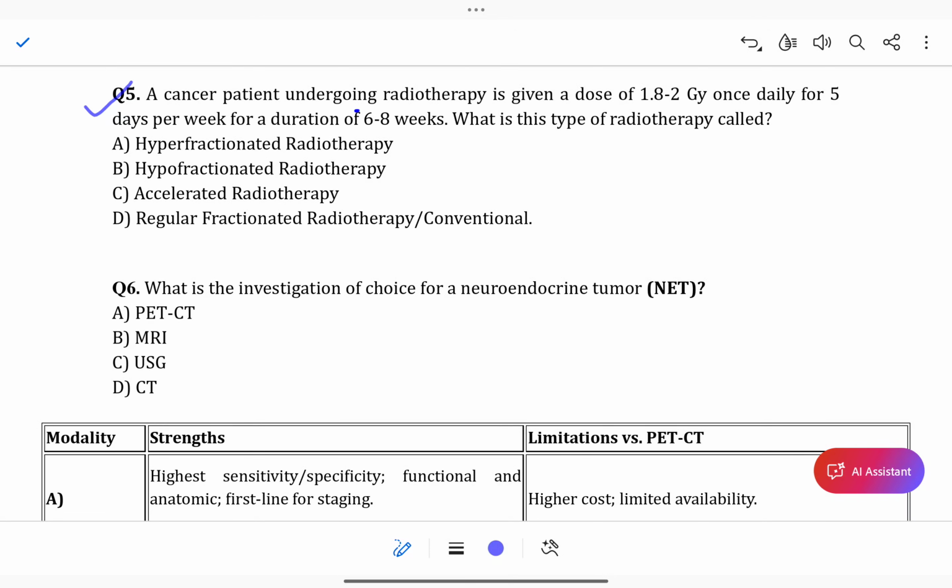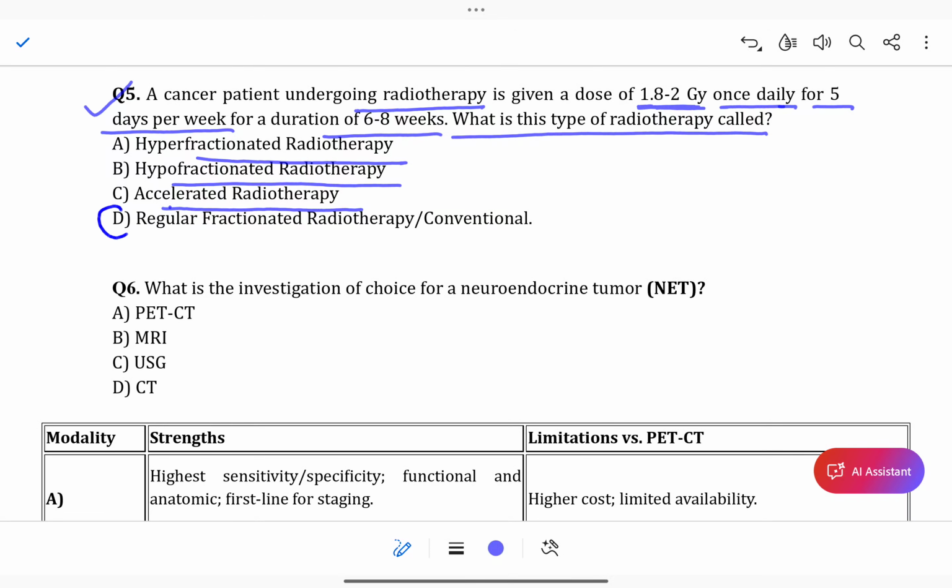A cancer patient undergoing radiotherapy is given a dose of 1.822 gray once daily for 5 days per week for a duration of 6 to 8 weeks. What is this type of radiation therapy called? Option A, hyperfractionated radiotherapy. Option B, hypofractionated radiotherapy. Option C, accelerated radiotherapy. Option D, regular fractionated radiotherapy, or conventional therapy.